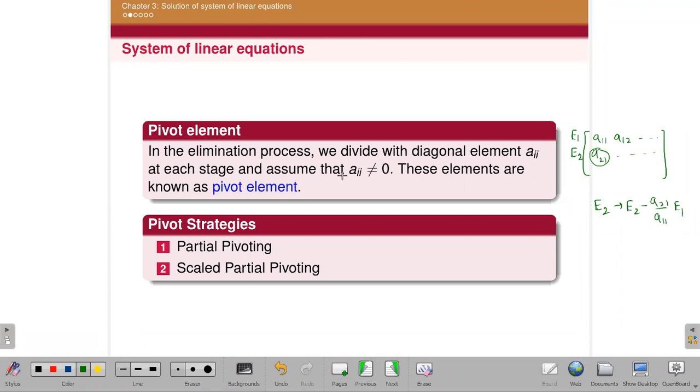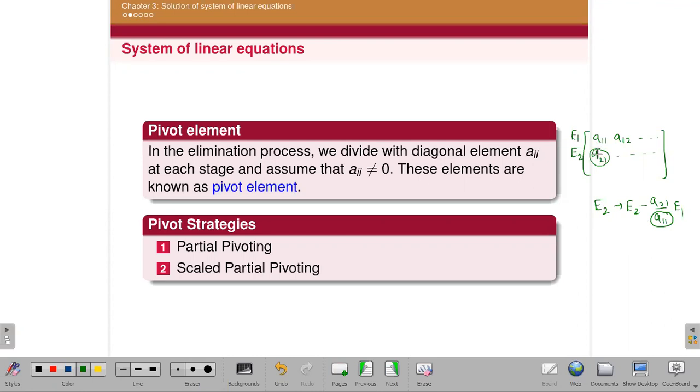At each stage, assume that Aii is non-zero. We generally take it that it should not be 0, otherwise we replace the row also. So these elements are called the pivot element. That diagonal element by which we divide at each stage, that is a pivot element. The diagonal element will be the pivot element by which we are dividing the numbers here.